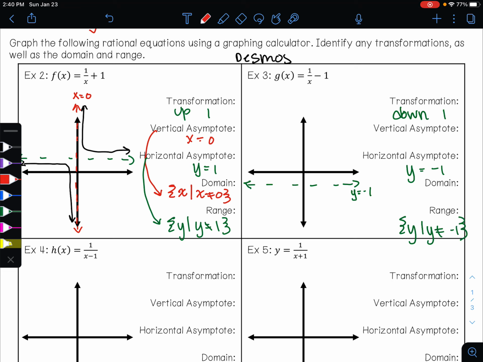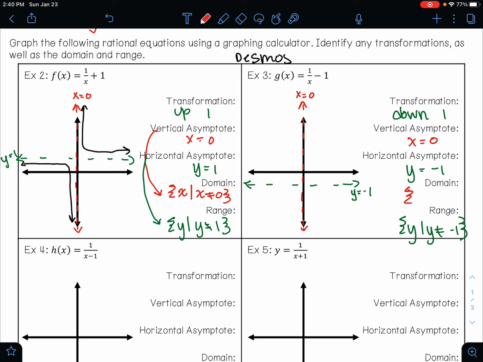asymptote there. When we shift down 1 unit, that has no effect on our vertical asymptote. So our vertical asymptote is still at x equals 0, and our domain will be all values of x such that x cannot equal 0 because we have a vertical asymptote there. Our curves are in quadrants 1 and 3, and so we will get very close to those asymptotes, but we will not cross or touch them.